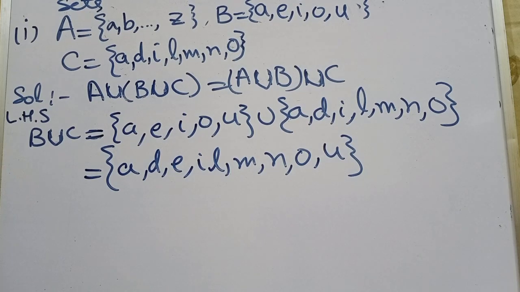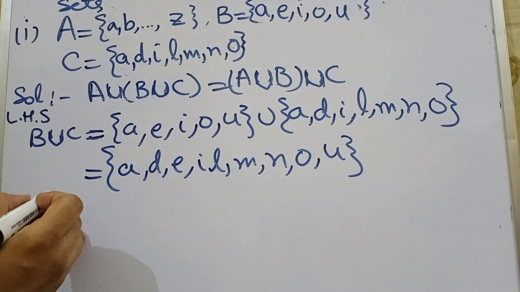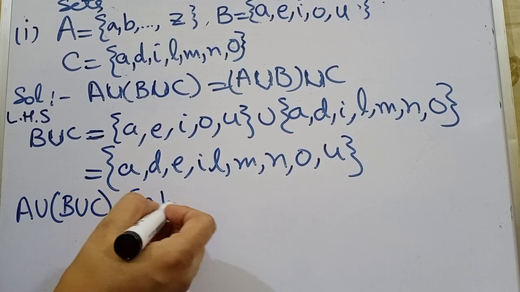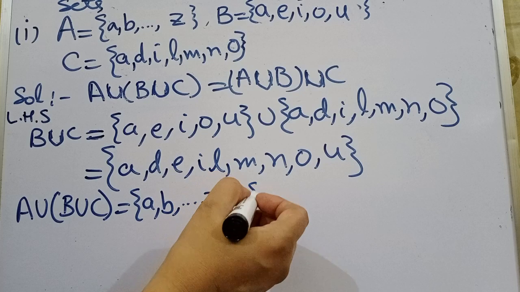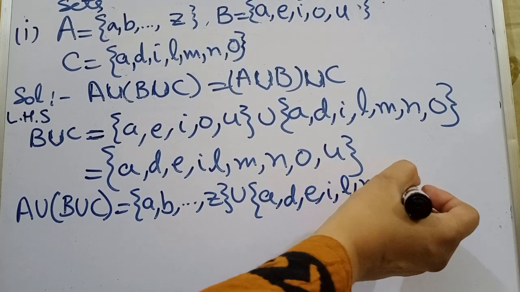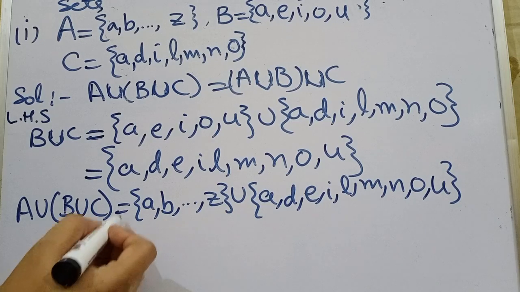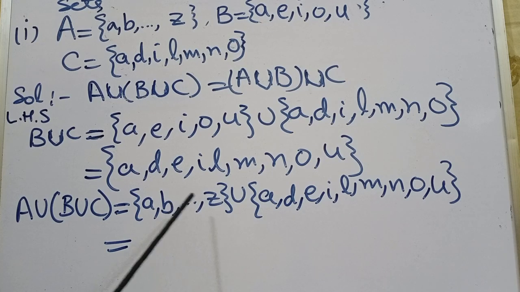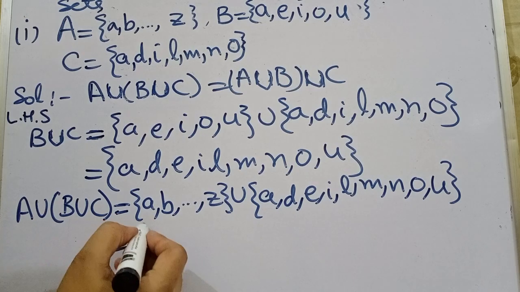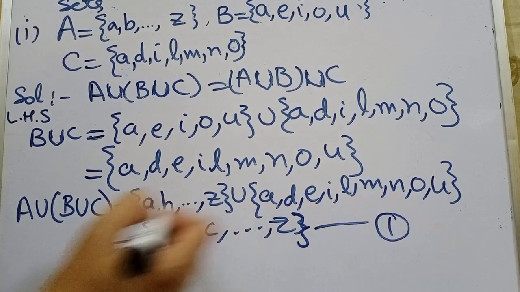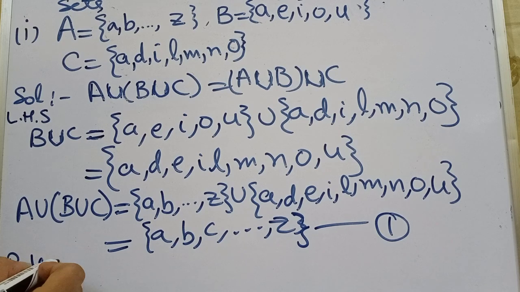Now we take a union with set A. A union (B union C): set A has elements A, B up to Z, union the set B union C, which has elements A, D, E, I, L, M, N, O and U. This set is a subset of set A, so in the union we only have to write the superset, which is A, B, C up to Z. This is equation 1. Left hand side is completed.